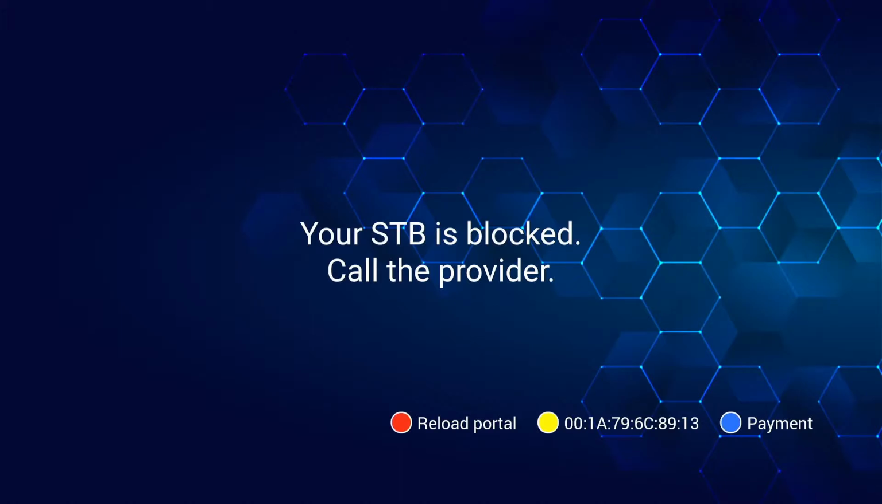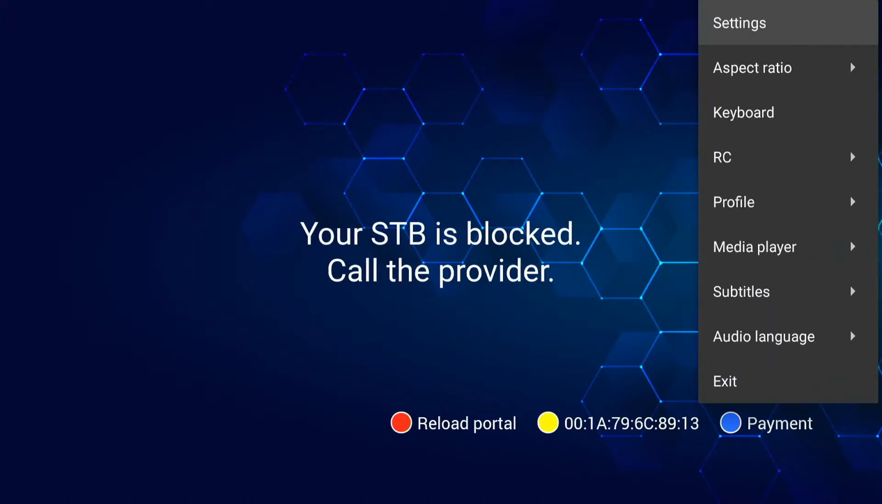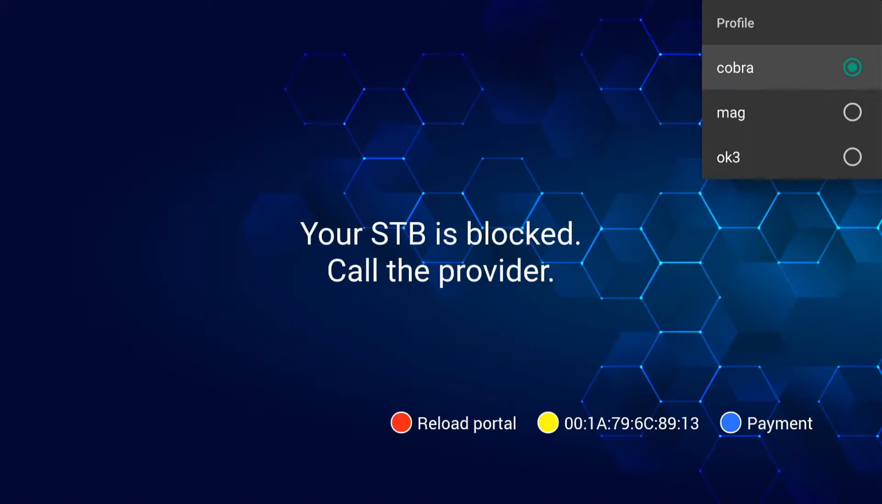Now how you know if you have multiple servers, you press the menu button, which is the button with the 3 lines, or you hold the center button for 3 seconds, and you could go down to profile, and we've here pre-configured Cobra server, Magnum server, and OK. But in this scenario, we only activated the OK. So now we're going to click OK.